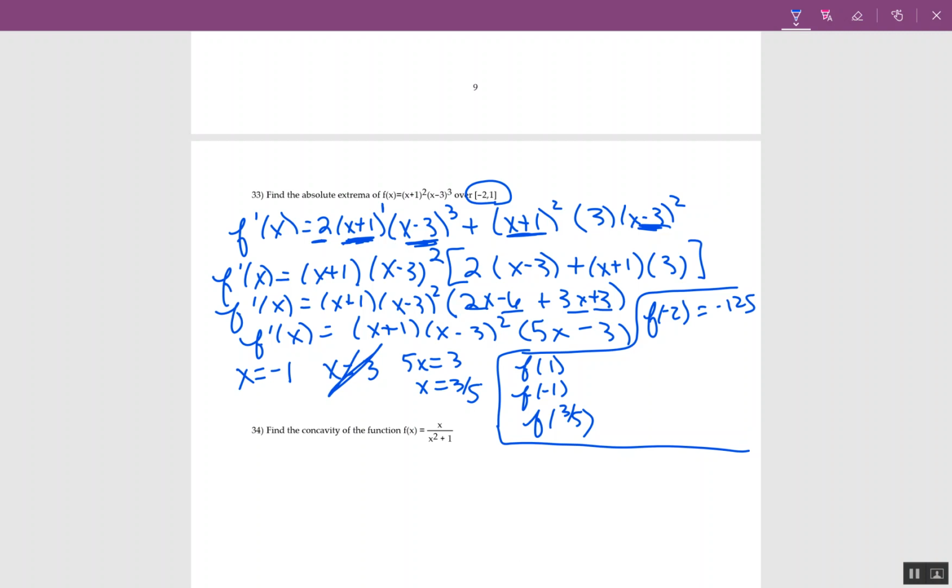I put in 1, and it says negative 32. I put in negative 1, it says 0. And then I put in 3/5, and it says negative 35.39. All right, so I see negative, negative, negative. The only one that's not negative is the negative 1, 0. So this is actually my max. Then looking at negative 125, negative 32, and negative 35.39, I can see negative 125. This is my absolute min.